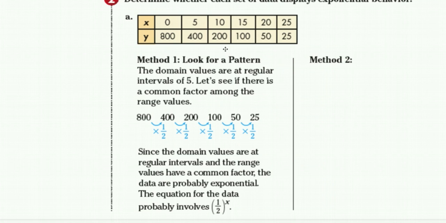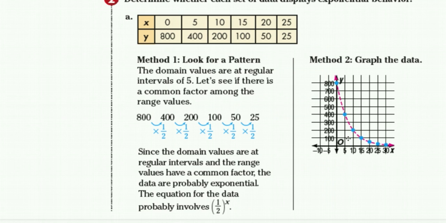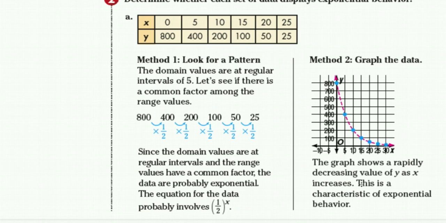And if we use method 2, which is graphing the data, you'll end up with this graph. This graph shows a rapidly decreasing value of y as x increases. So this is a characteristic of exponential behavior. And that's how we figure out if it displays exponential behavior or not.